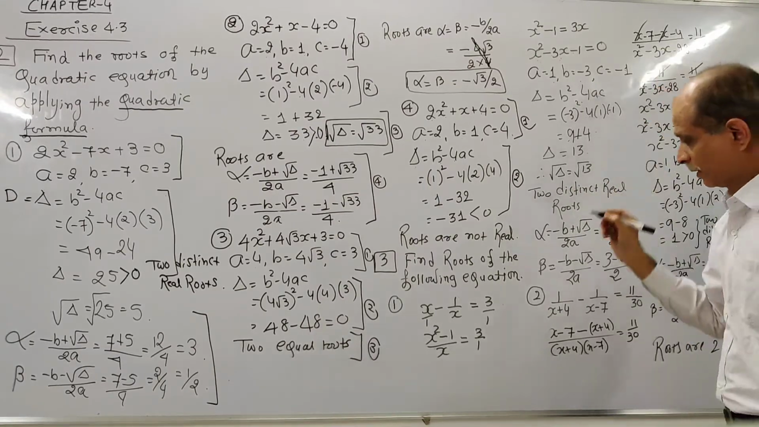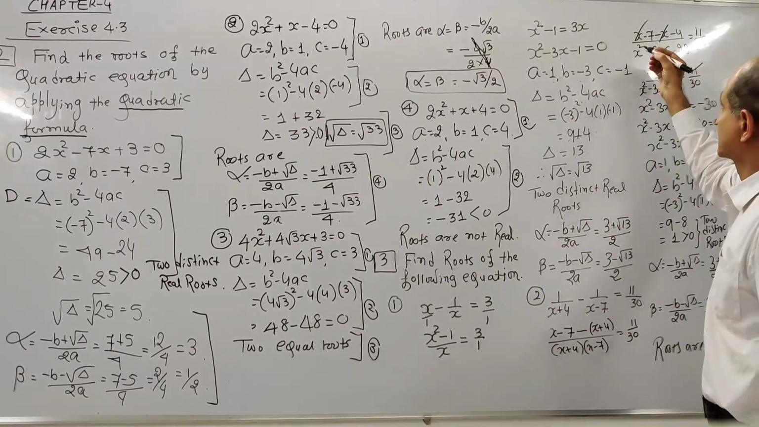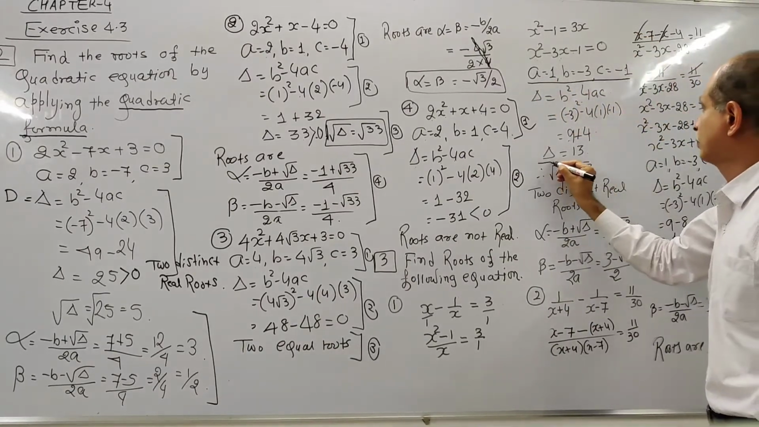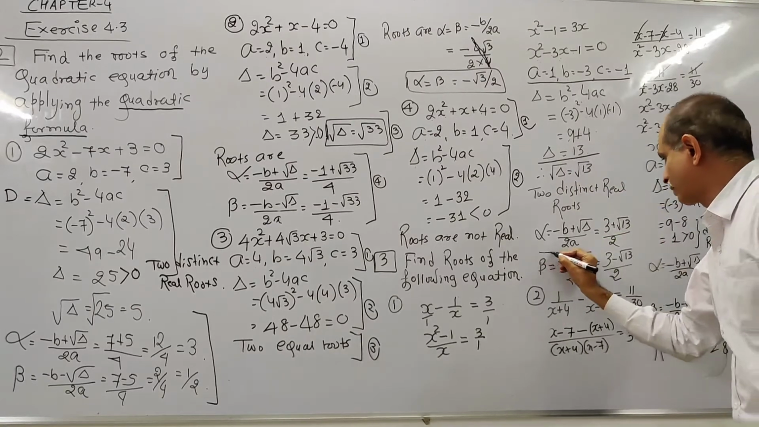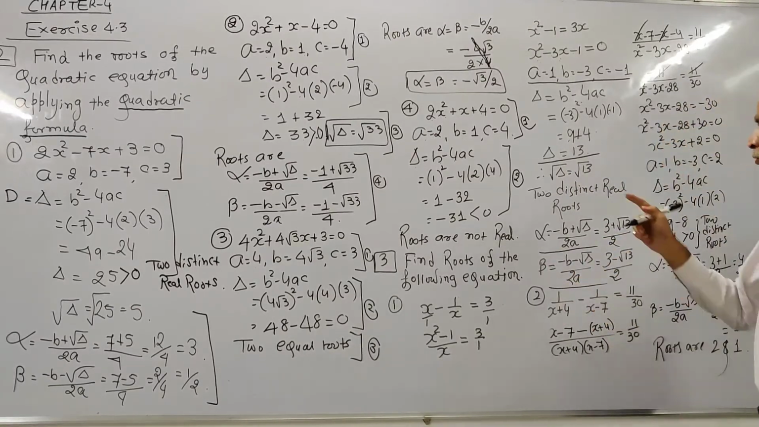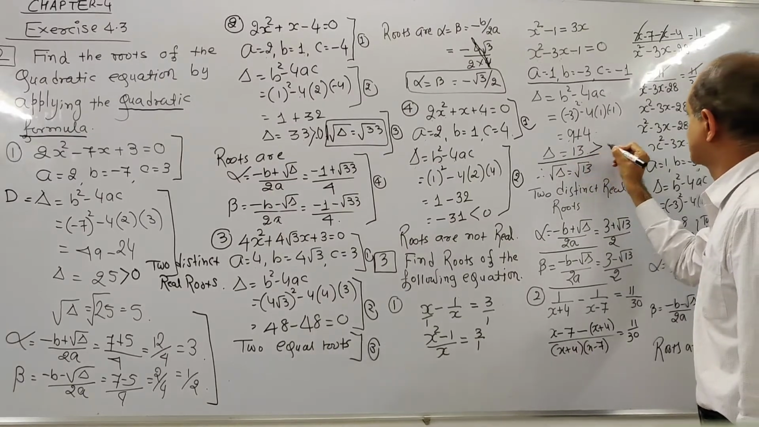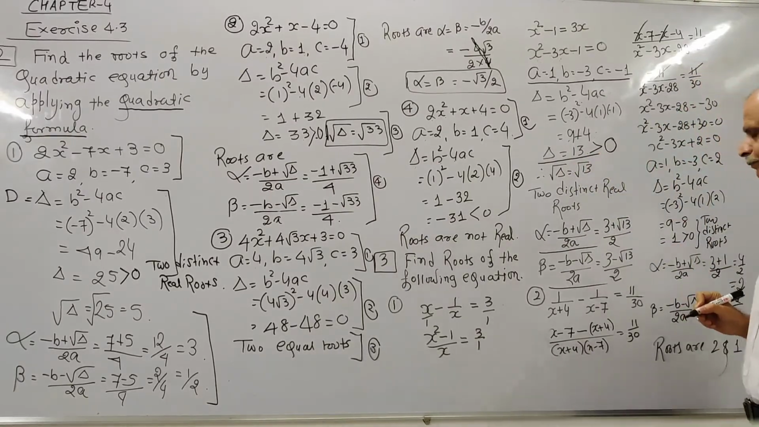So the first step, that is expansion. After expansion, find out the value of a, b and c. Then find out the value of delta and then find the value of alpha and beta. So two distinct roots are there because value of delta is equal to 13, which is greater than 0.